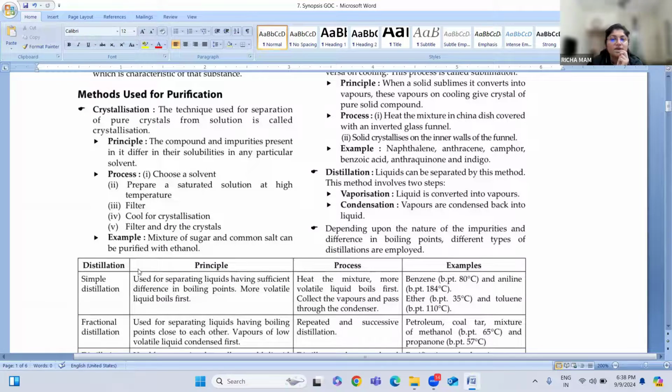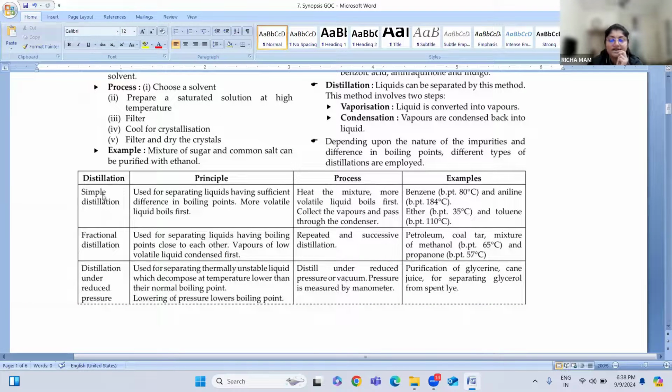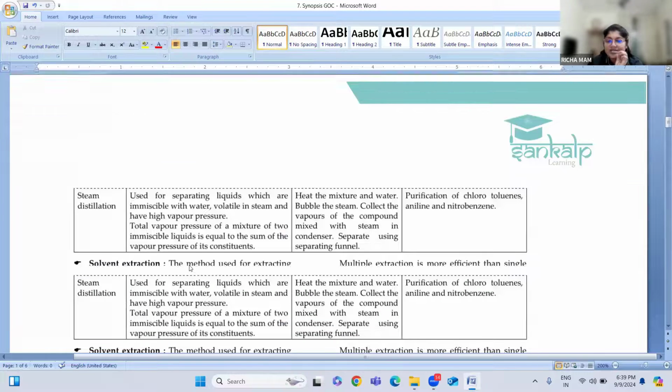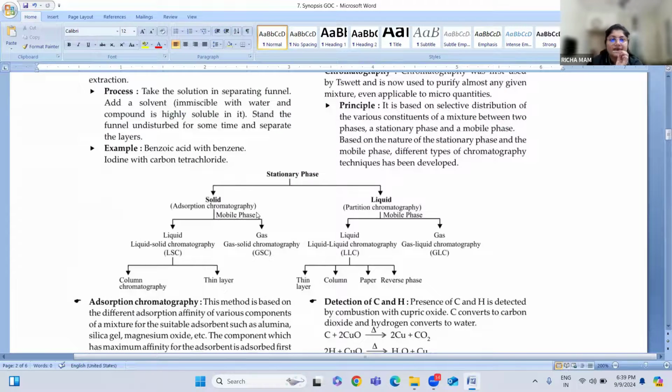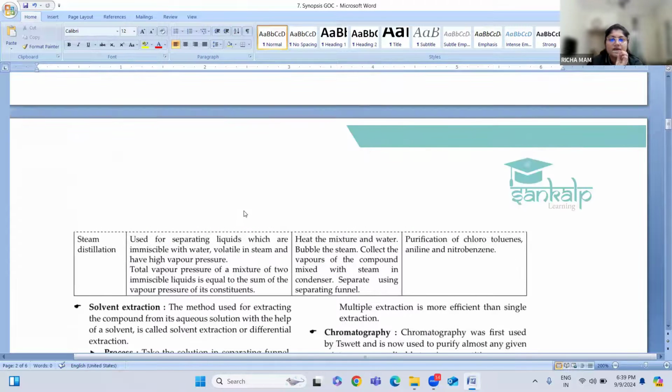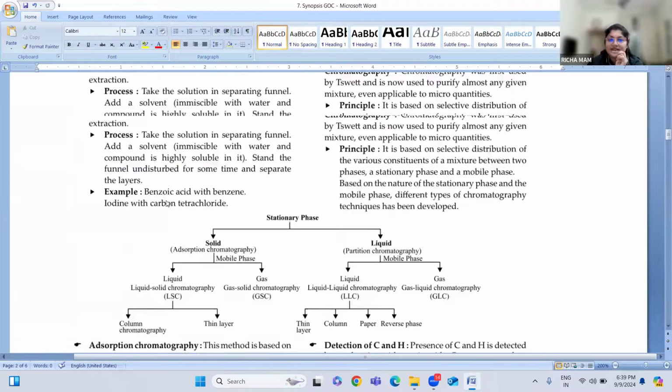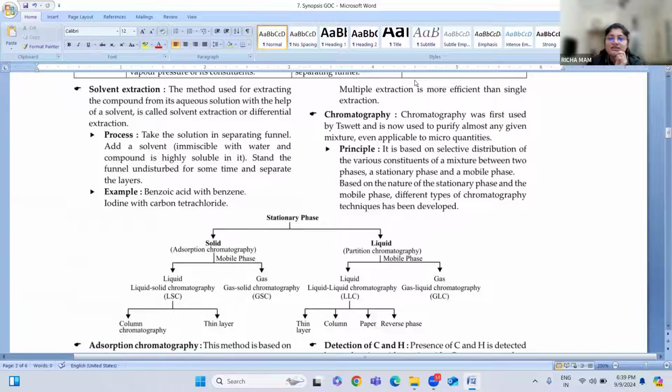So what are the different types of distillation? There is simple distillation, fractional distillation, and distillation under reduced pressure. Steam distillation is there. Then there is something called solvent extraction. So these are the different methods where you can purify the compound.